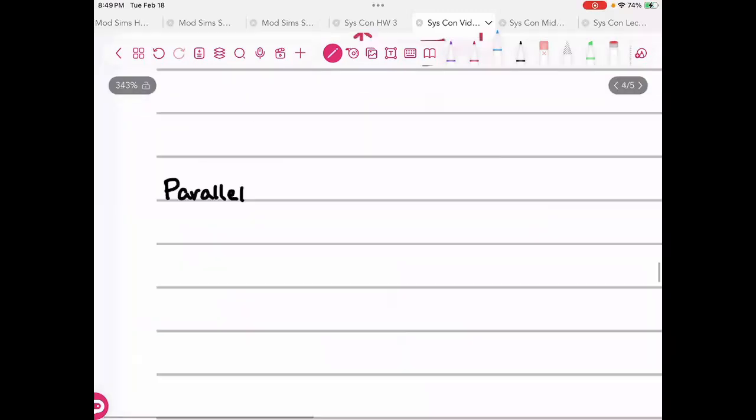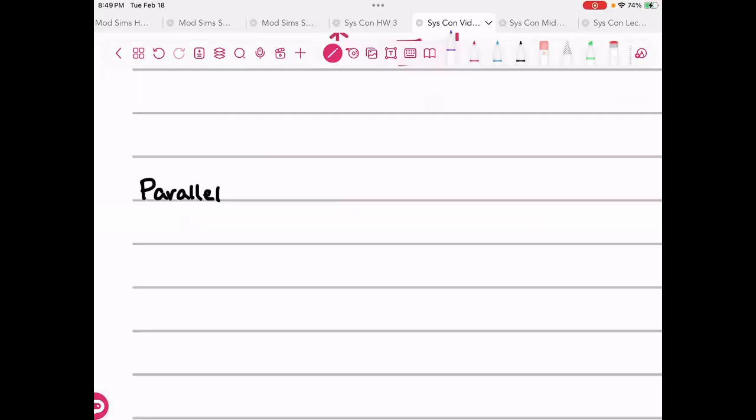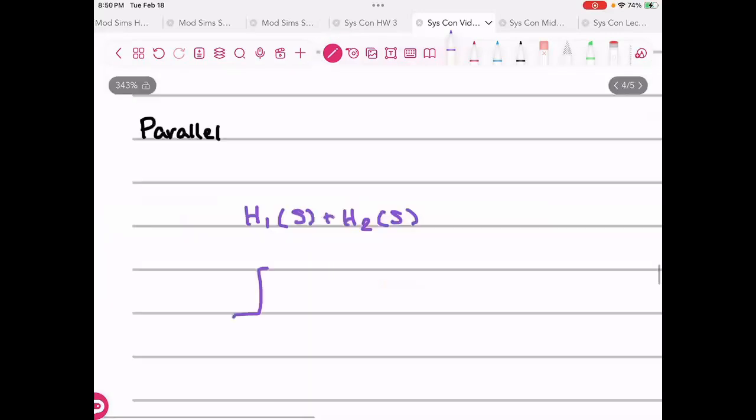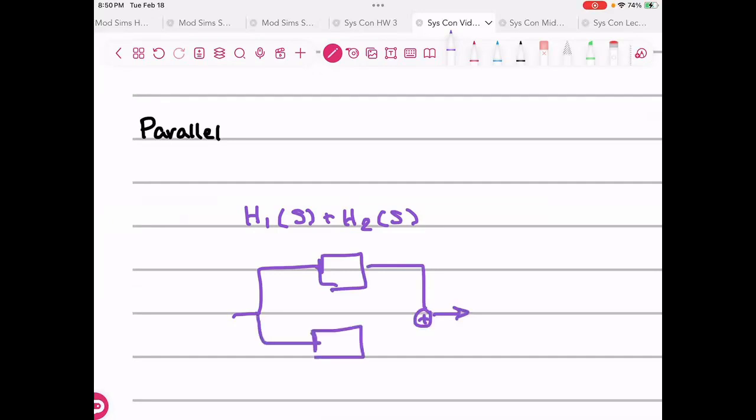There are also a few ways you can manipulate these block diagrams. So if you're adding two h of s's, two transfer functions, h1 of s plus h2 of s, you're going to put their block diagrams in parallel and then add them with a little summer. So don't mind the funky drawing, it's late at night and I want to go to bed.